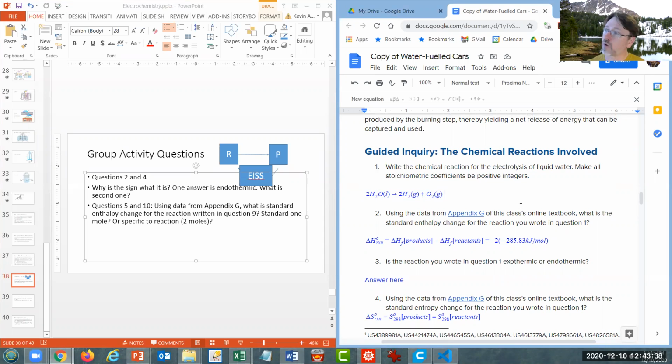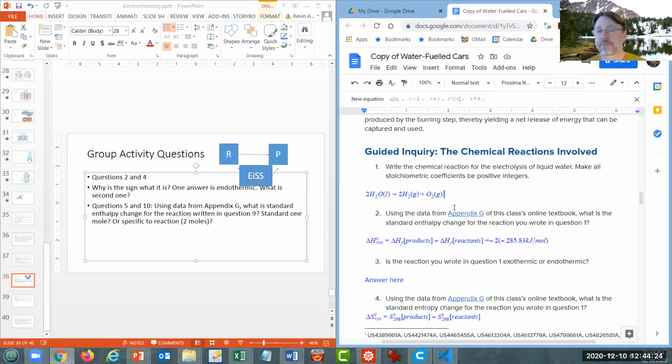Shane correctly identified that one of the answers to this is states or phases. We are going from liquids to gases, and the entropy of gases is larger than the entropy of liquids. So that's one of the 2 explanations. Does anybody have an idea of what the second explanation could be? Number of things, 1 reactant to 2 products.